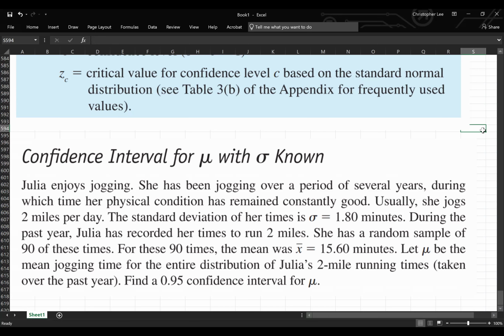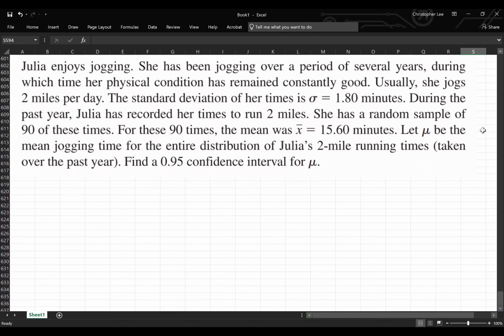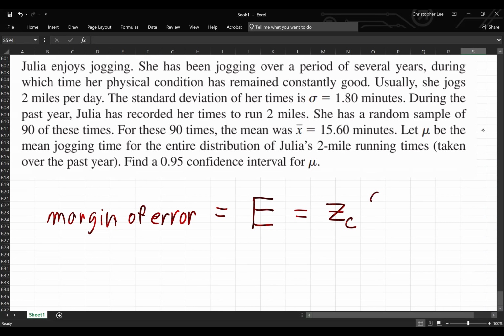Exactly. So it's easy, right? The first thing we have to do is find our margin of error. Would the margin of error be 1.80 or 2 miles? No, look, it's your E formula. E is equal to Z critical times the standard deviation over the square root of N. The Z critical is going to be what's next to 95% on the formula sheet.